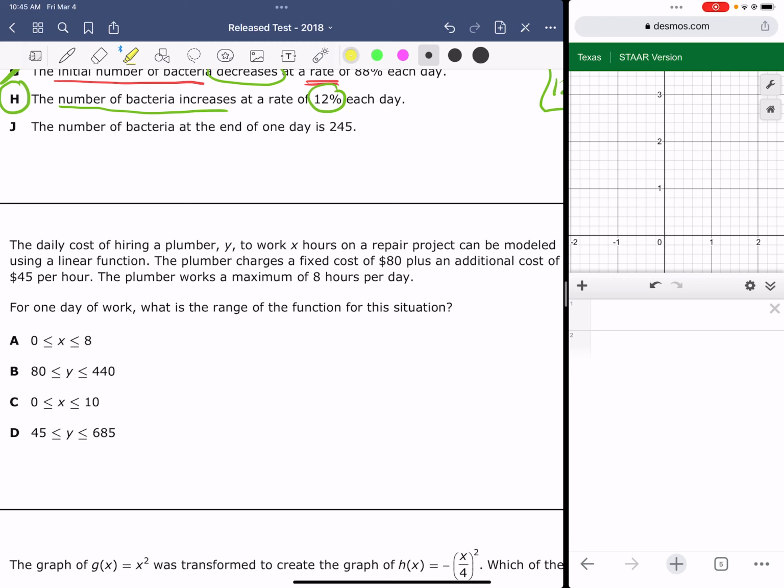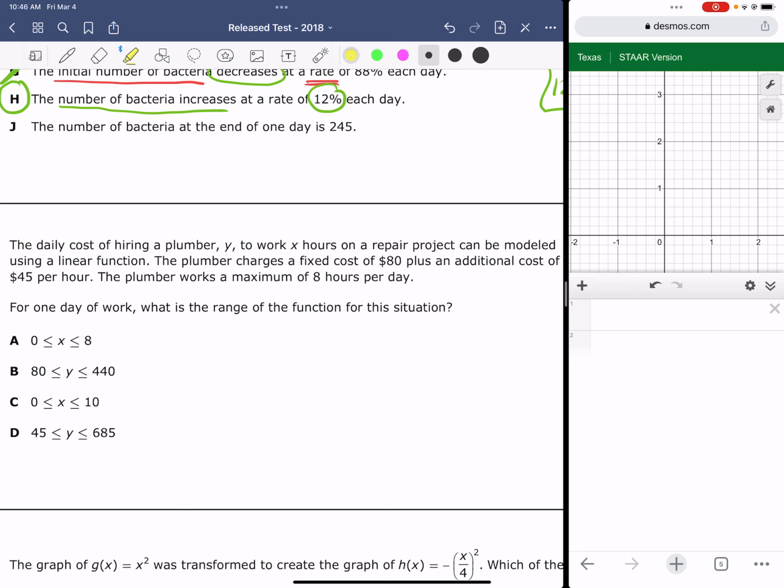The daily cost of hiring a plumber, Y, to work X hours on a repair project can be modeled using a linear function. The plumber charges a fixed cost of $80 plus an additional cost of $45 per hour. The plumber works a maximum of 8 hours per day. For 1 day of work, what is the range of the function for this situation?